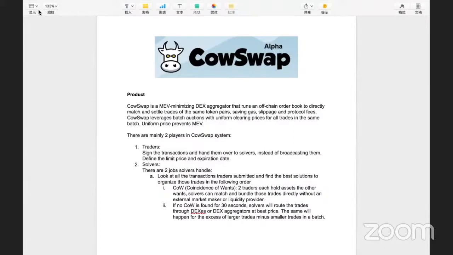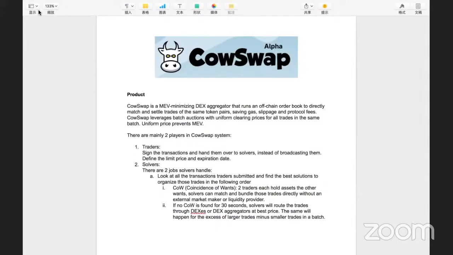The trader only signs the transactions, and then the transaction will be handed over to the solvers. And what do solvers do? Solvers actually have two jobs. One is looking at all the transactions that traders send to them. The other is to bundle the transactions and directly send them to the miners. So similar to what arbitrageurs and seekers do in the Flashbots case.